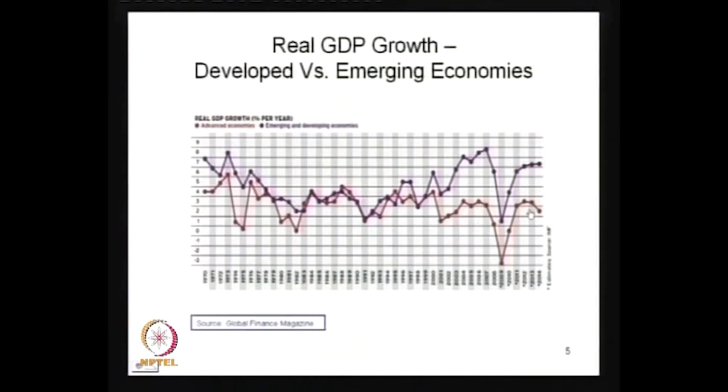And one can see here we are expecting that in 2013-14 also the emerging countries are going to do better. In fact, there is a possibility that in 2013-14 there is going to be a decline, a lower growth rate compared to the previous years, in advanced economies, whereas there will be almost the same or an increased growth rate in the case of emerging economies.